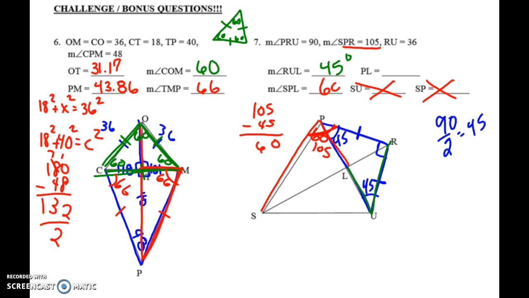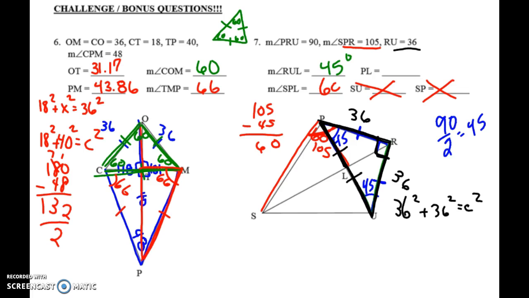I forgot to write down the rest of the information. And then it told me that RU is 36. So wouldn't that make this one 36? And it's asking for this piece. Don't I have a right angle? So couldn't I do Pythagorean theorem using this whole triangle right here? Right? And then right here I know that these two are going to be the same, so I just cut it in half when I find my answer. So 36 squared plus 36 squared equals c squared. And I don't remember what 36 squared is.